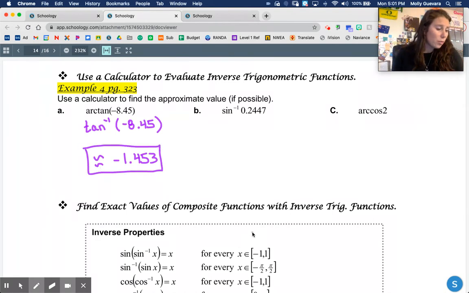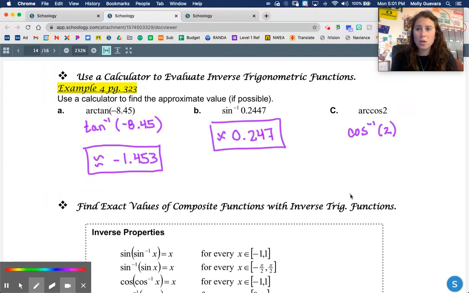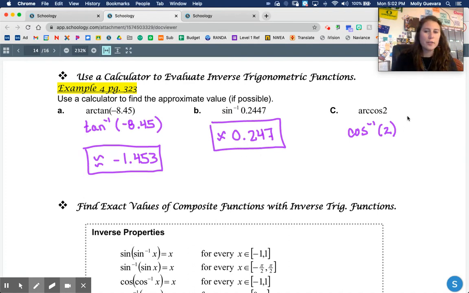So I want you to try to find these other two using your graphing calculator, and then go ahead and hit play, and we'll check our work here in a second. For B, you should have gotten about 0.247, so make sure that you're getting that in your calculator. For C, this is what you're entering into your calculator, and you probably got something that says domain error, right? Domain error.